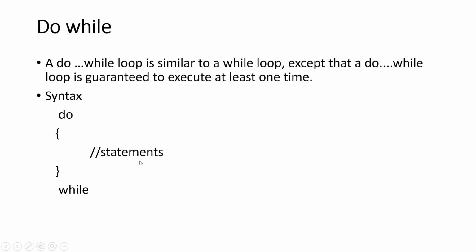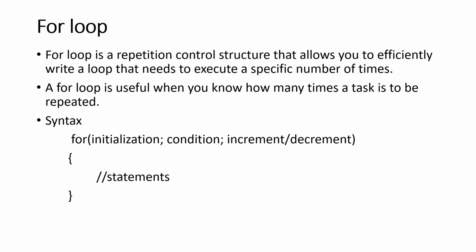But in the do while loop, the condition is given at the end of the loop. So if the condition is false, we don't know that yet; it executes this part first, then goes to the while and checks that the condition is false. This means the do while loop executes at least one time, but the while loop does not execute even once if the condition is false. That is the difference.